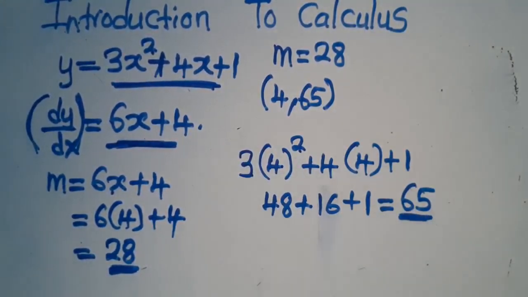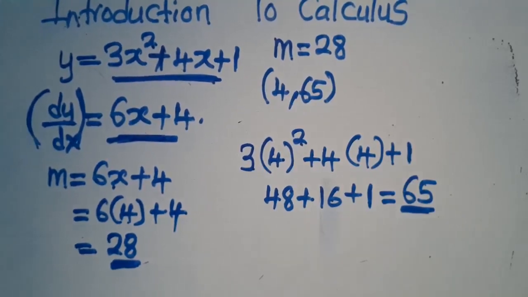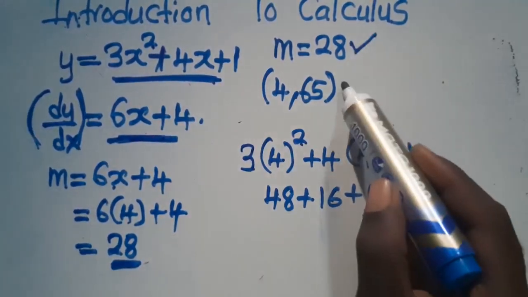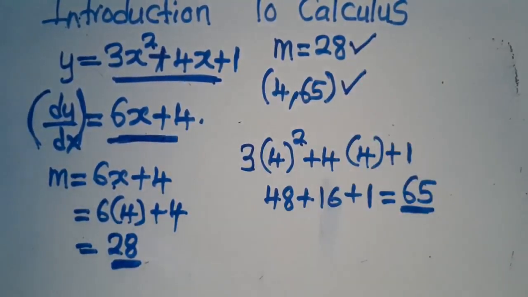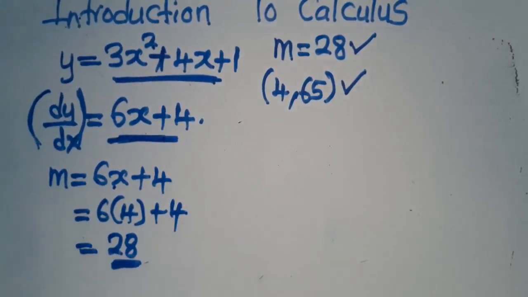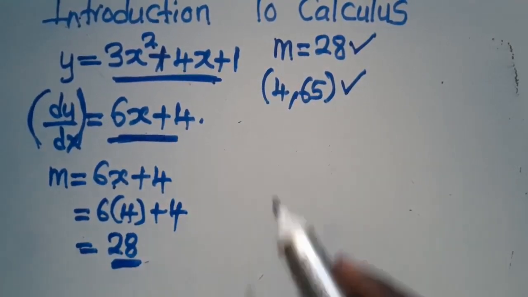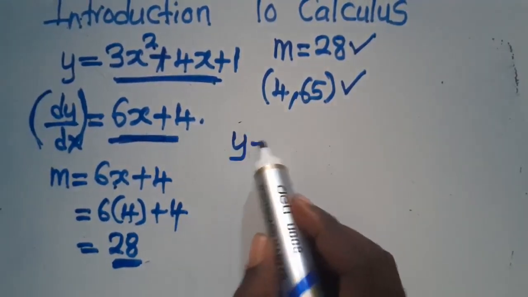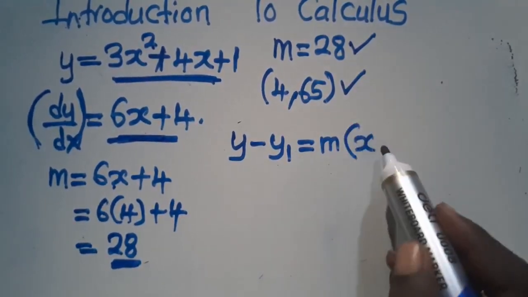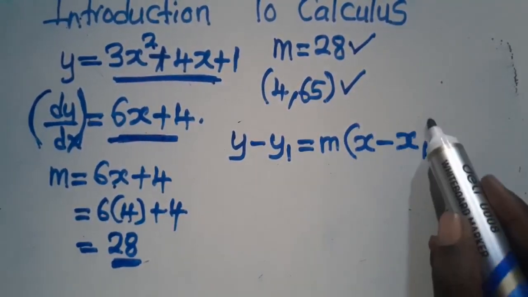These are the procedures that you are supposed to do. So 65 is the value. So we have the gradient and the coordinate. These two things can help us find the equation of the tangent. Once you have those two things, you write the equation of a straight line: y minus y1 is equal to m open bracket x minus x1.